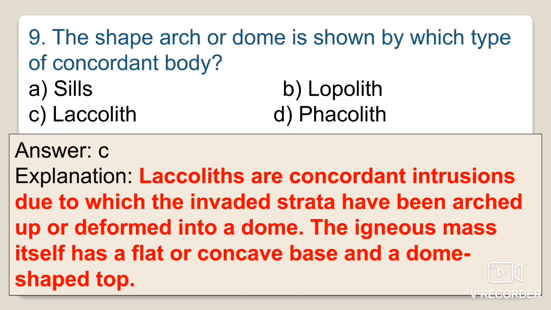So laccoliths are concordant intrusions which invade the strata, and the invaded strata have been arced up or deformed into a dome-like structure, and the igneous mass itself has a flat or concave base as well as a dome-shaped top. So its top is like a dome, and its base has a flat or concave shape. For the exam point of view, you have to just keep in mind the key terms: the dome, the saucer shape, and the folded strata.